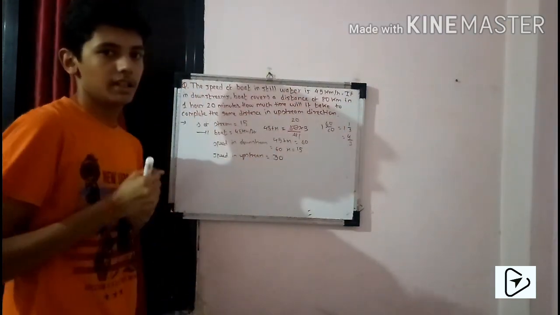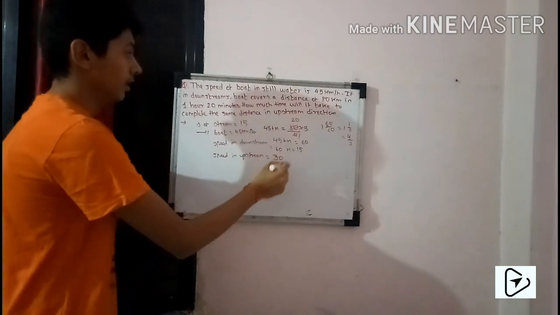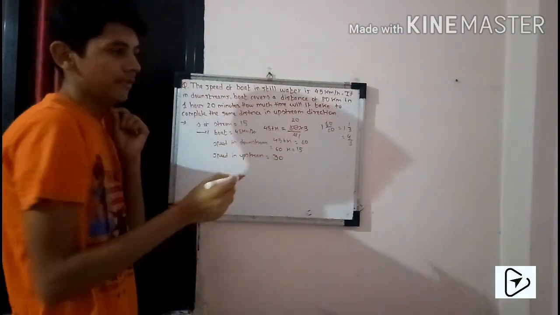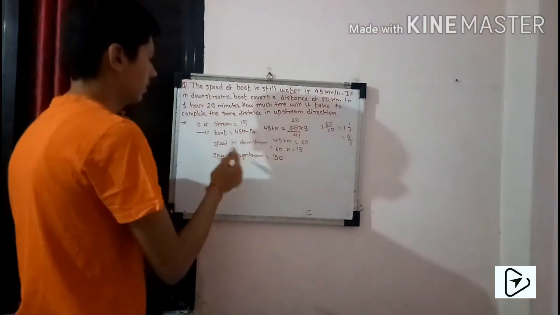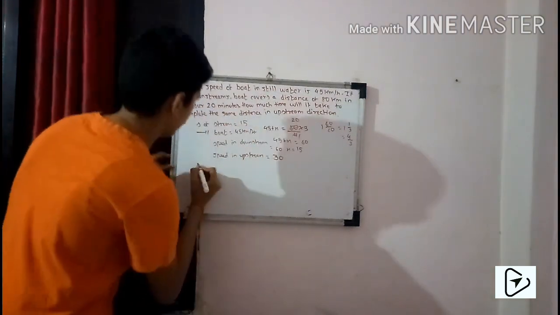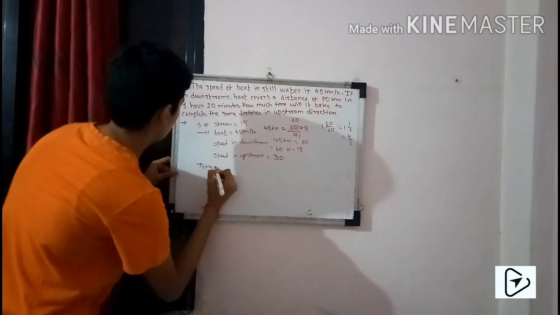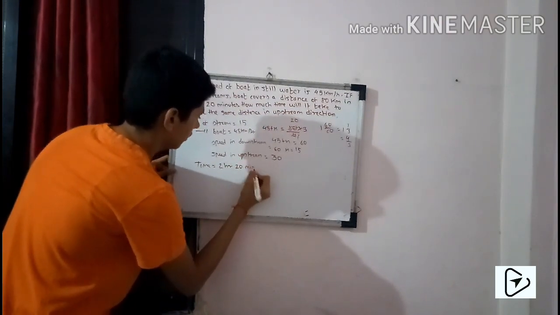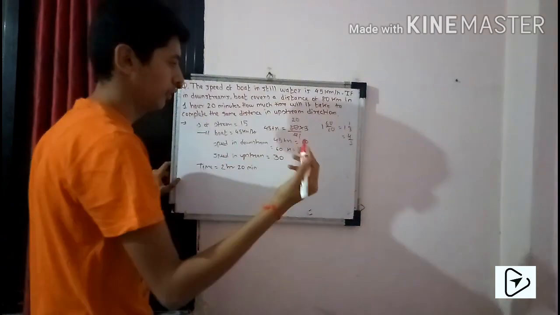So we can clearly get that if the speed is halved, the time taken, which is 1 hour 20 minutes in downstream, will be doubled. So the time taken will be 2 hours 40 minutes. If we want to solve it by the formula method, we can do that.